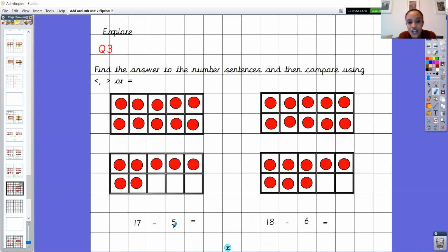The number sentence is given to you, but there's none of them crossed off, so you need to find out what the answer is. So you might like to draw yourself the tens frame, or you might like to just work out the answer using your fingers or any objects, and then you're going to use the comparison symbol. Okay, so please pause the video now and have a go at that.